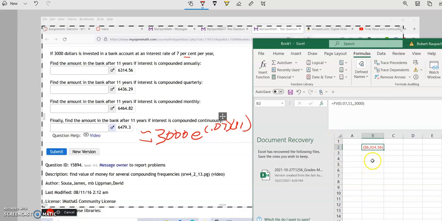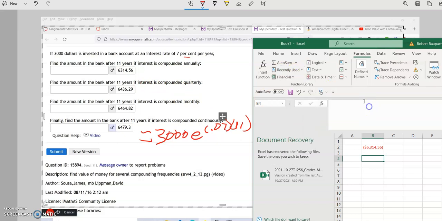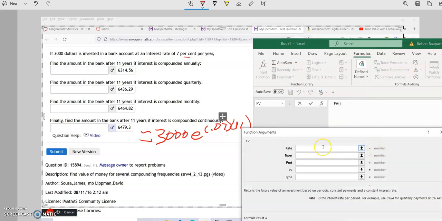Huh? Pretty simple. We do the same for the next two, except we divide the rate by the number of times compounded, which is 4 and 12, and we do the number of periods times 4 and 12. So I'll show you. Recently used, once you use it once, you don't have to go back and do this. You could use recently used, and future value should pop right up for you.